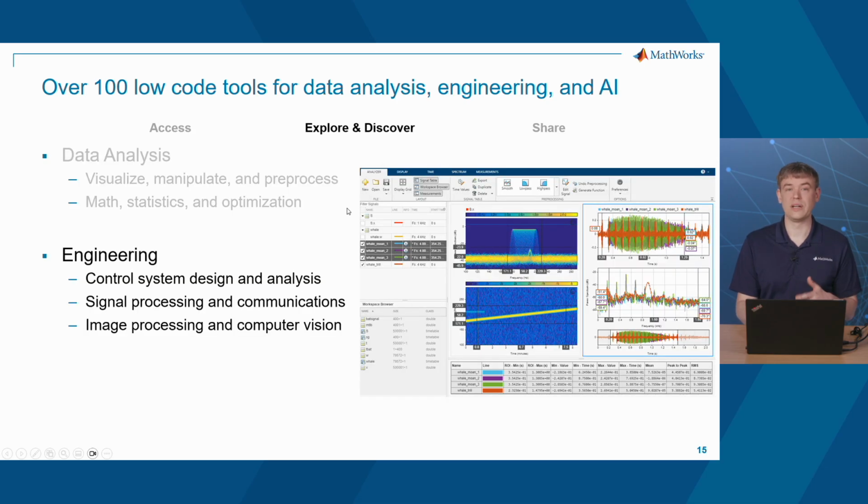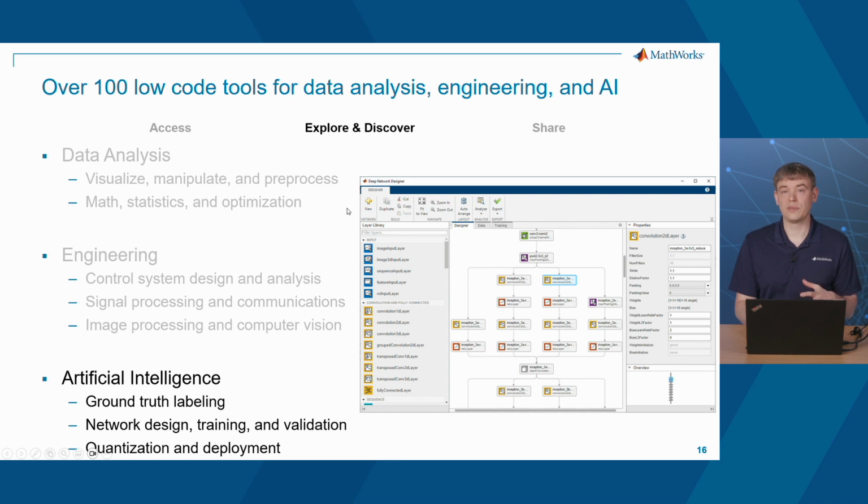In the world of engineering, we have dozens and dozens of low-code tools for designing control systems and doing signal processing and image processing, computer vision. My personal favorite that you see here is the Signal Analyzer app. This is a fantastic tool for exploring time series sensor data in both the time and frequency domains. And in AI, we have a lot of interactive tools for things like ground truth labeling and designing, training, and validating neural networks like the Deep Network Designer that you see here.